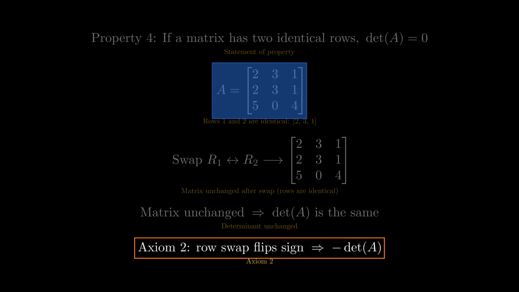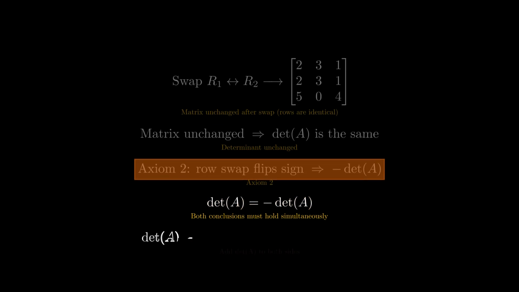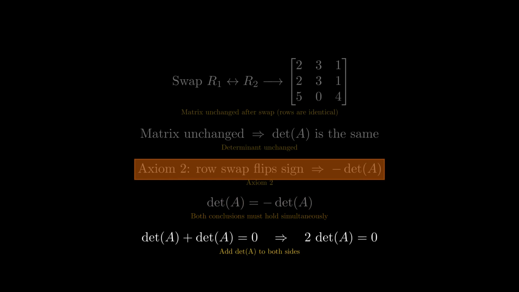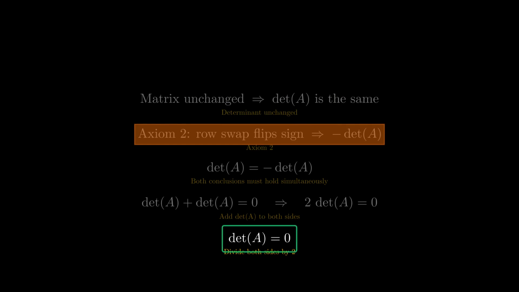But axiom 2 tells us that any row swap flips the sign of the determinant. That means the determinant of A must equal negative the determinant of A. Now add the determinant of A to both sides of that equation. We get 2 times the determinant of A equals 0. Divide both sides by 2, and we conclude the determinant of A equals 0. The matrix traps itself in a contradiction, and 0 is the only escape. This result holds for any matrix with 2 identical rows. That was elegant. Here's one that's even faster.